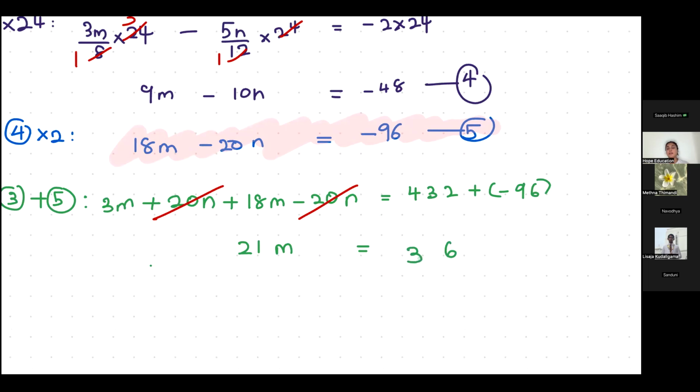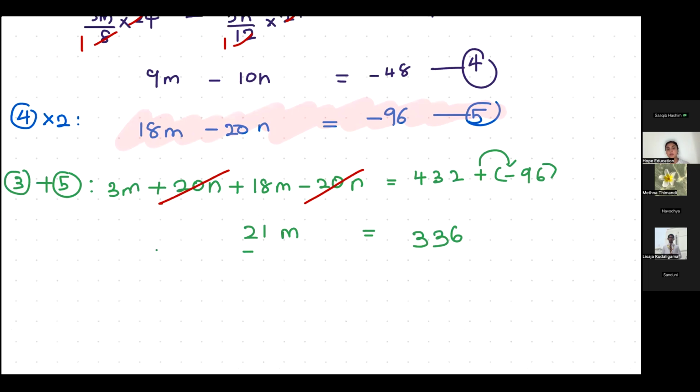Okay, so for 432 minus times, so plus times minus is anyways minus. So from 432 you anyways have to subtract 96. So you get 336. Then we divide both sides by 21.